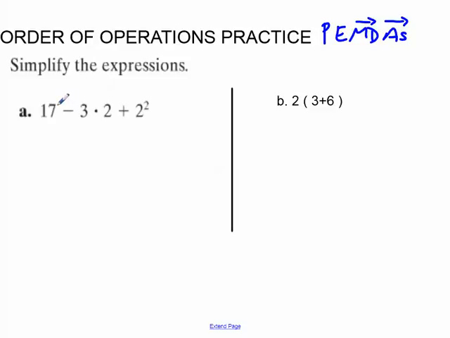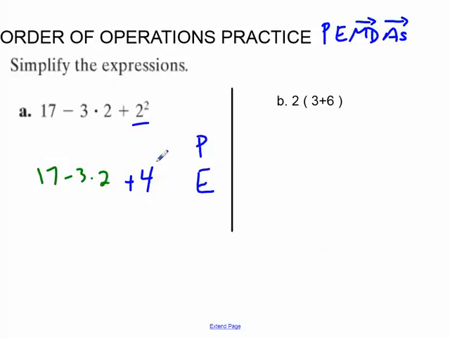Well, let's see. What do we got here? I've got 17 minus 3 times 2 plus 2 squared. Yikes, a whole lot of stuff. Are there any parentheses in there? No parentheses at all. So I just keep this expression as is, no changes. Any exponents up here? There sure are. There's my exponent right there. So 2 squared is 4. Everything else stays the same. So I got 17 minus 3 times 2 plus 4.